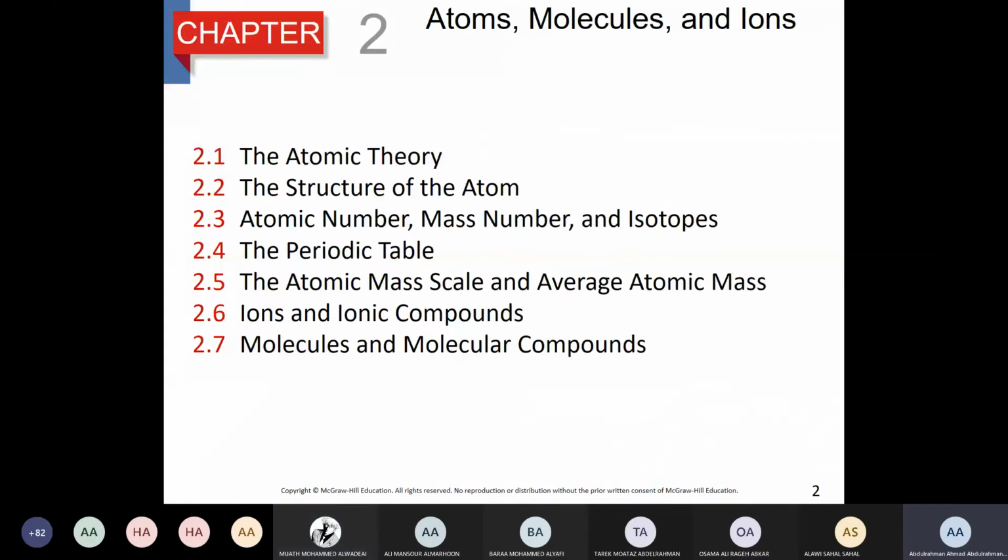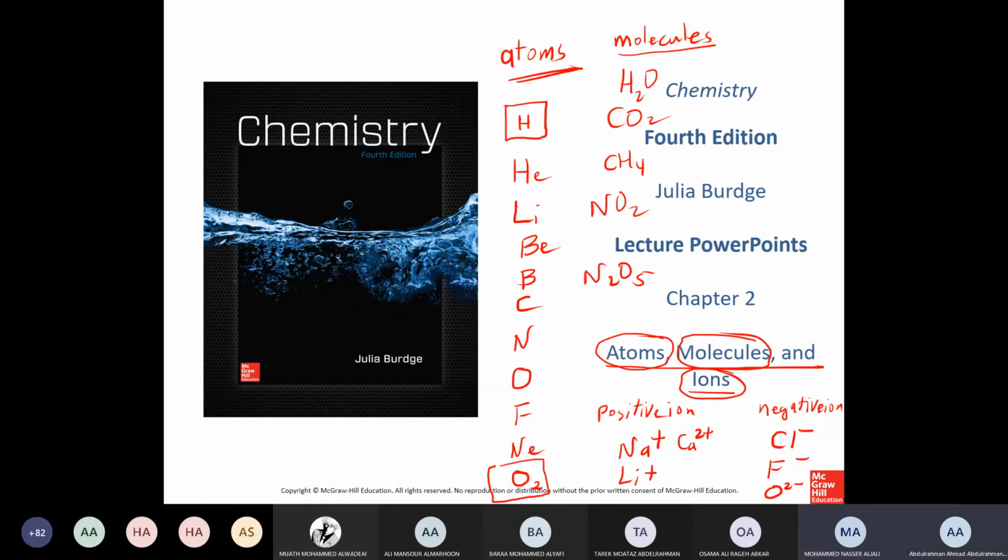Very good. Now, Doctor, yes. What's the difference between the atoms and the elements? The atoms and the elements, they are the same. The elements are consisting of atoms. Exactly. Okay, clear. All the elements are consisting of atoms.